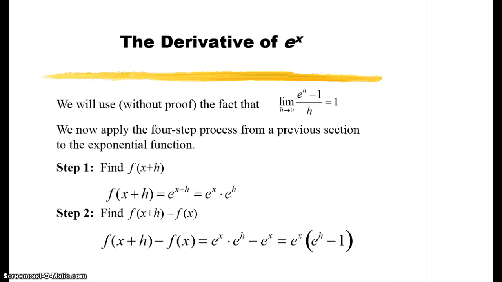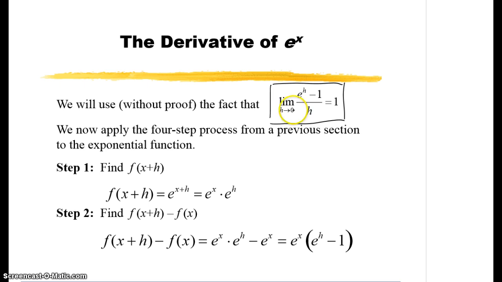So how about the derivative of e to the x? Well, that proof is shown in the textbook, and we'll do it here as well. But one assumption that we need for the derivation of the derivative of e to the x is this fact over here, that the limit as h approaches 0 of e to the h minus 1 over h is equal to 1.